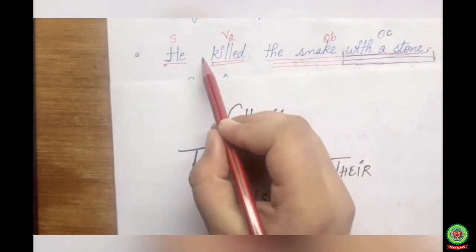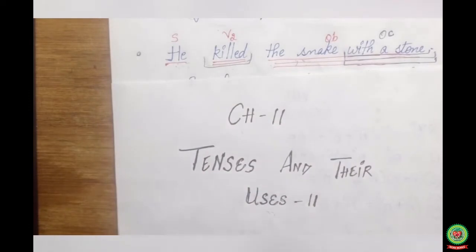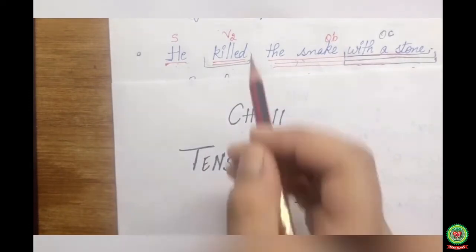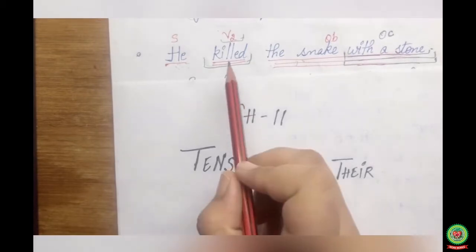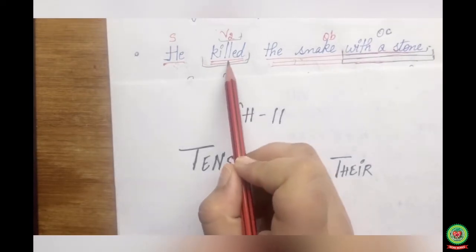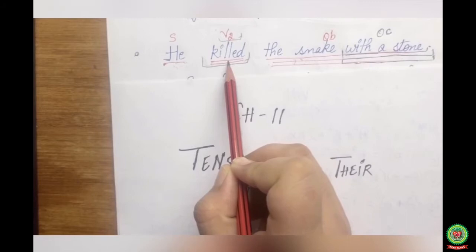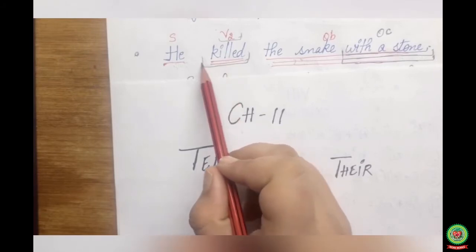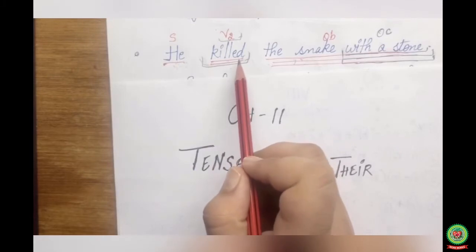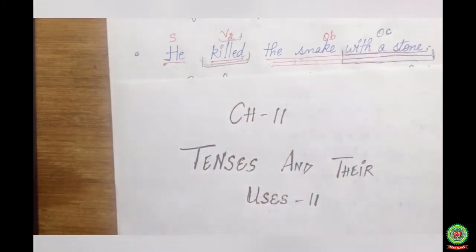Now, how do we come to know that this is your simple past tense? This we come to know from the verb, because the verb here is your V2, your past form. See, the verb is killed. The present form of it will be kill. Past form is killed. And past participle, that is V3, will be killed again. Fine. So with this verb, we come to know that this is your simple past tense.